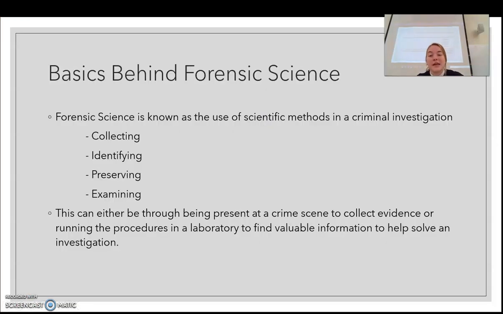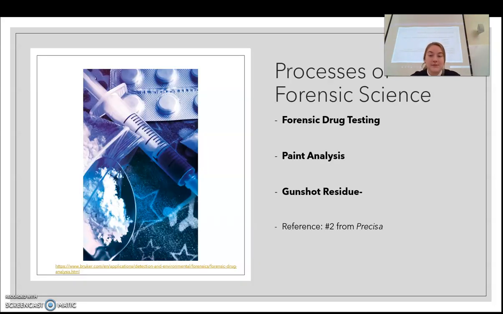The basics behind forensic science is the collection, identification, preserving, and examining of information to help solve a crime scene. This can be done either in a laboratory or just simply collecting evidence. So a little bit about the process of forensic science.